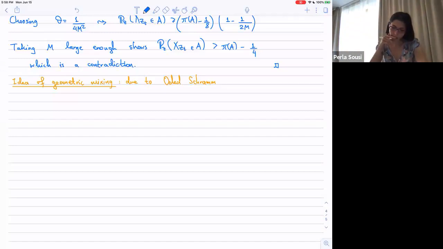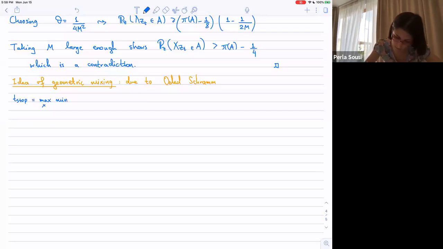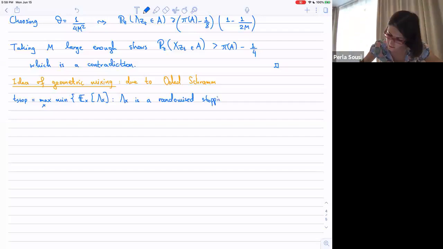The proofs of their equivalences usually go through another notion of mixing, which I'm going to denote as t-stop. So what is t-stop? t-stop is defined to be the maximum over all starting states x of the minimum of the expectation starting from x of lambda x, where lambda x is a randomized stopping time, I will explain in a second what I mean by randomized, such that the probability starting from x that X at lambda x is somewhere is equal to pi.